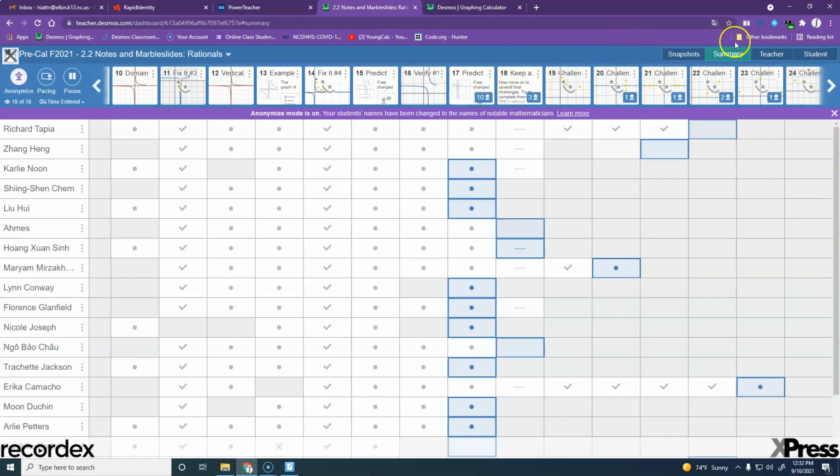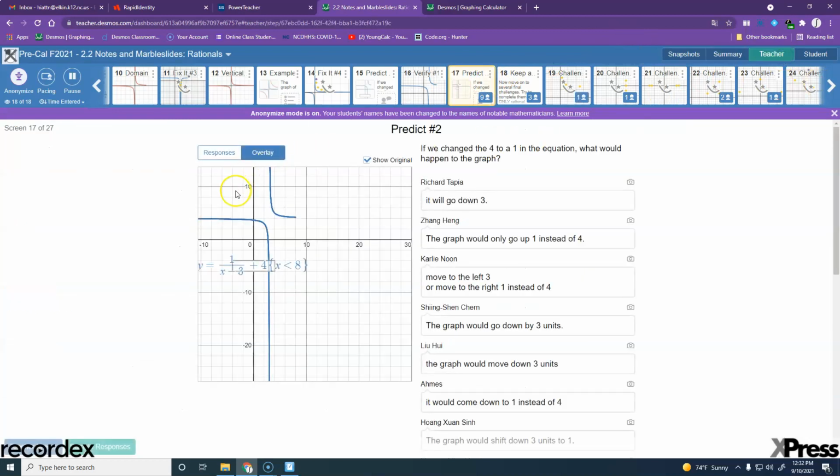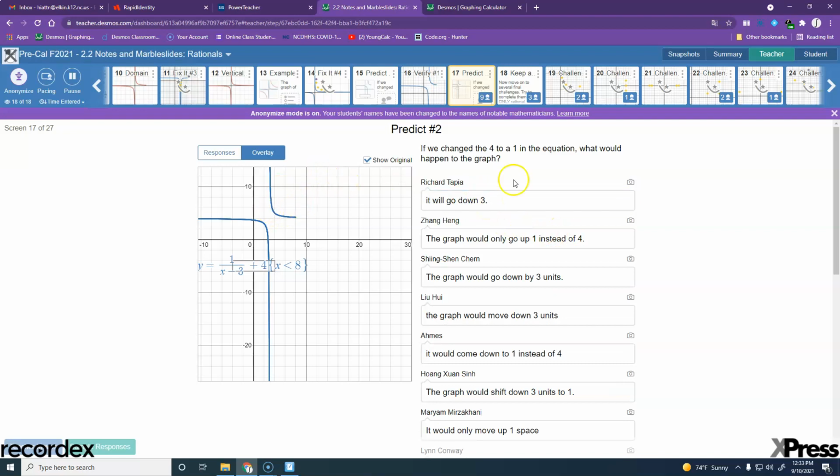All right, let's see what we've got here for these. Okay, let's look at the first two right here. It will go down 3 versus the graph would only go up 1 instead of 4. They are the same thing, right? Because this person, Richard, is talking about the graph as it is moving down 3 units because instead of taking the original going up 4, you're only going up 1. So you would take this graph and it would move down 3.